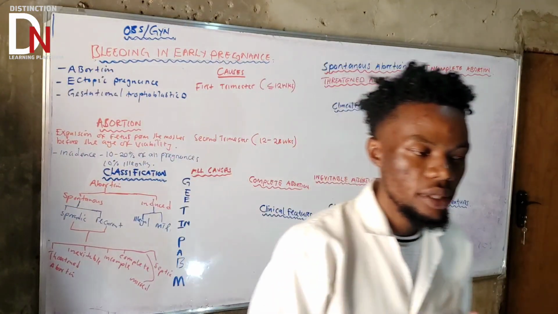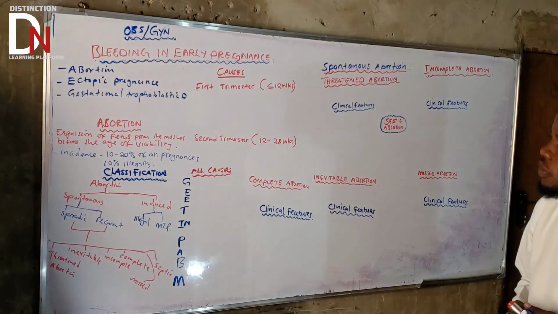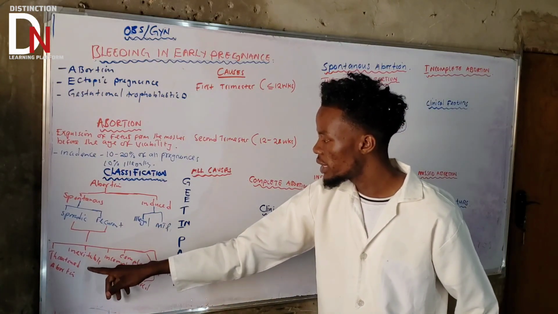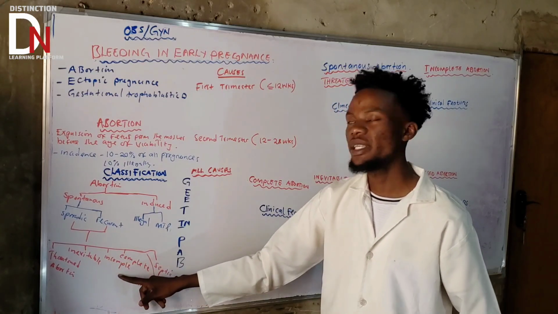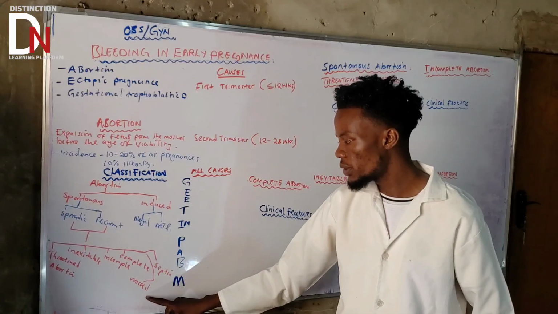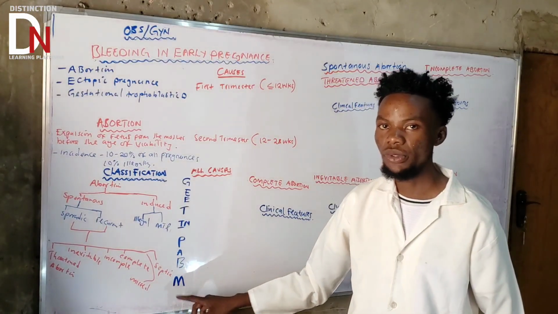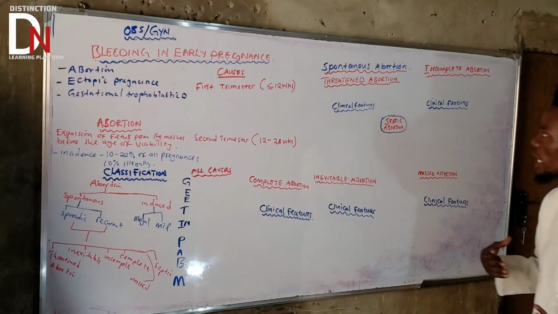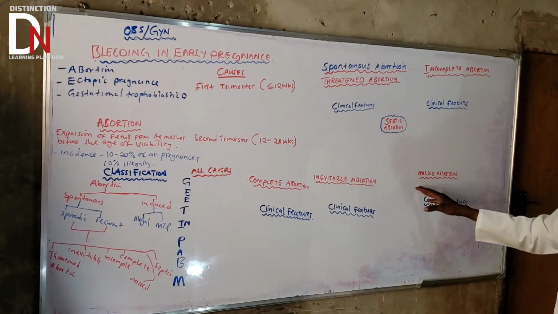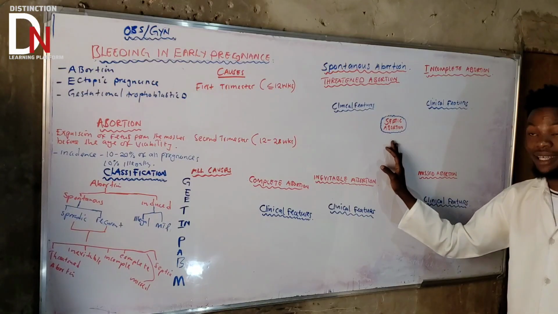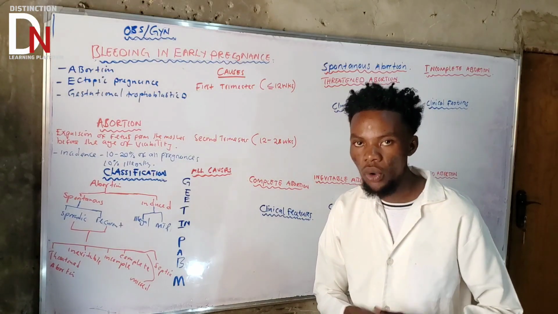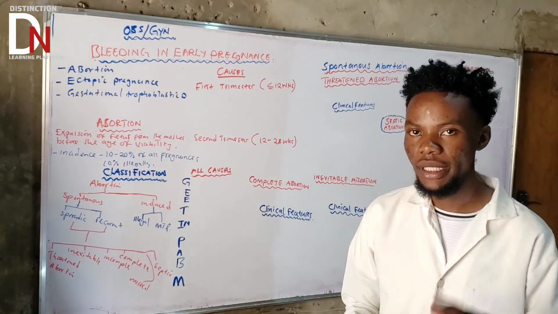So now we've talked about the major types of spontaneous abortion. The first one is threatened abortion. The other one is inevitable. The other one is incomplete. If there is incomplete, there will be complete abortion. After complete abortion, there will be missed abortion, and the last one is septic abortion. Don't worry, we'll talk about each type, starting from here. Threatened, inevitable, complete, incomplete, missed, and septic. They are the 6 types of spontaneous abortion.